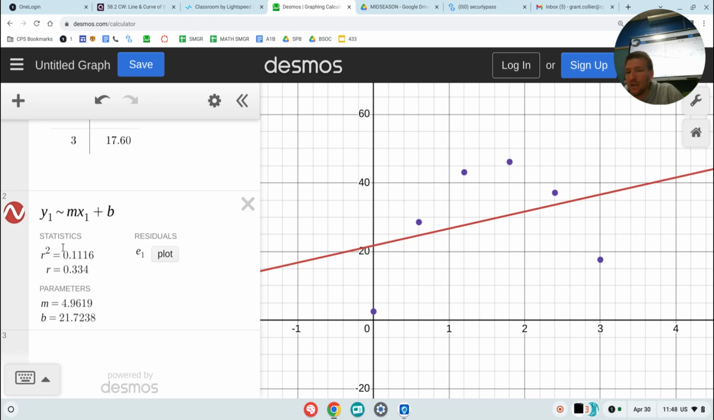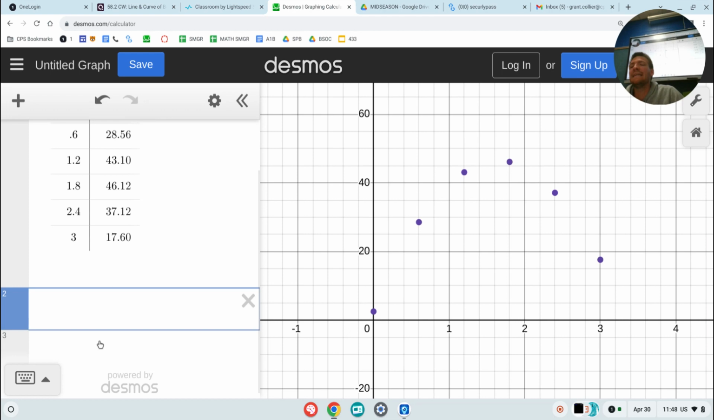No. Look at the r squared. He's cooking over there. The r squared is the confidence. Desmos is not confident. Desmos says 11%. Desmos knows this is a bad line. So delete this one. What we need instead is a curved line.